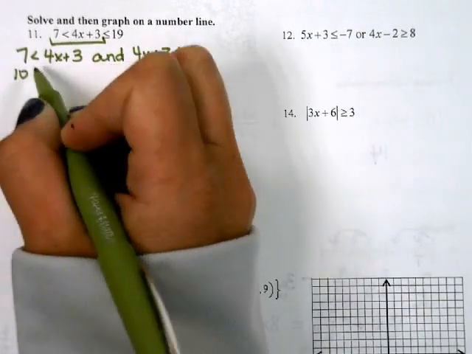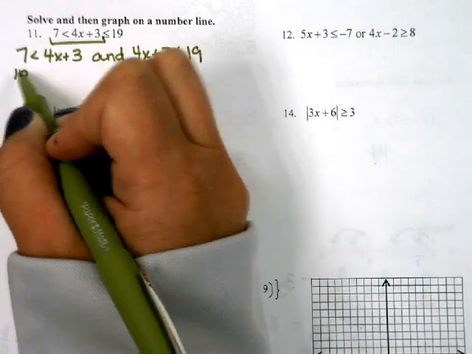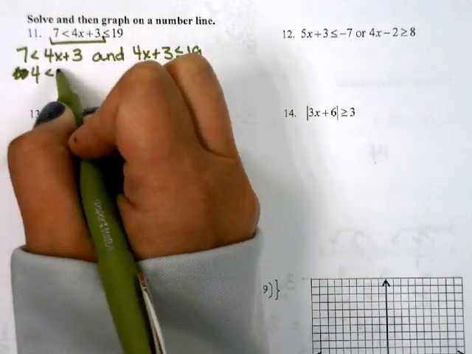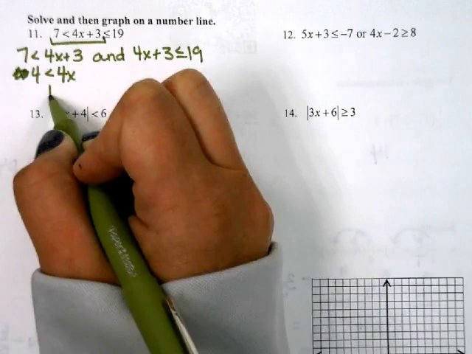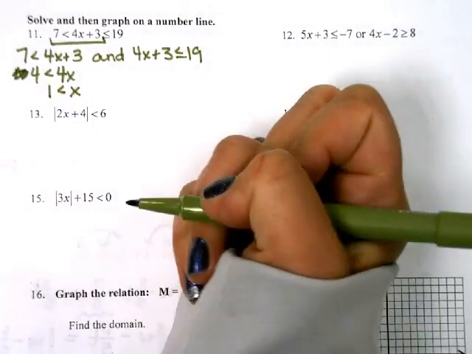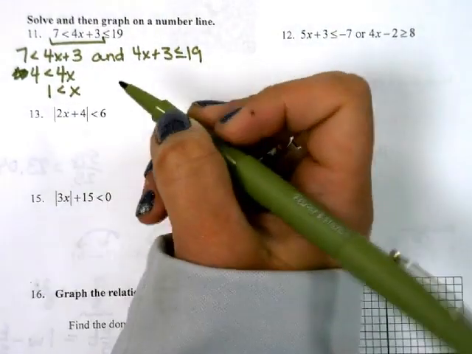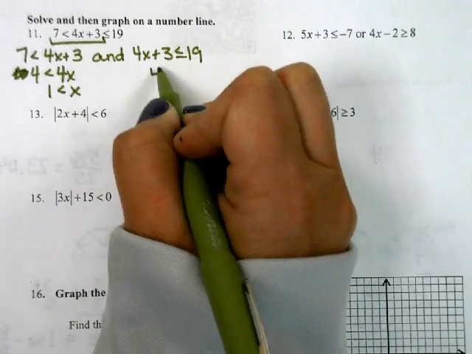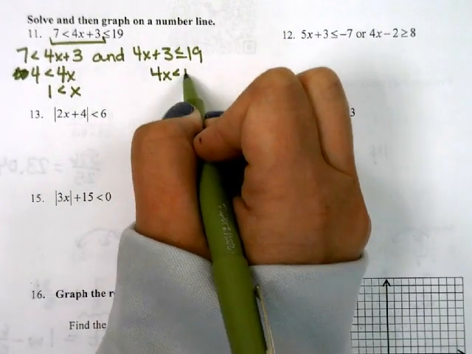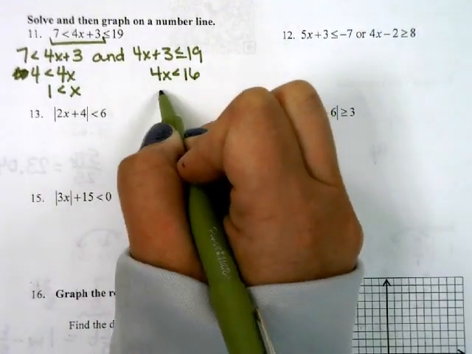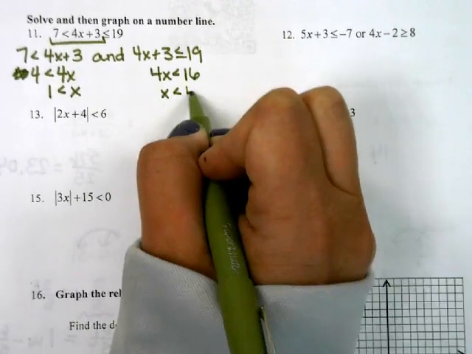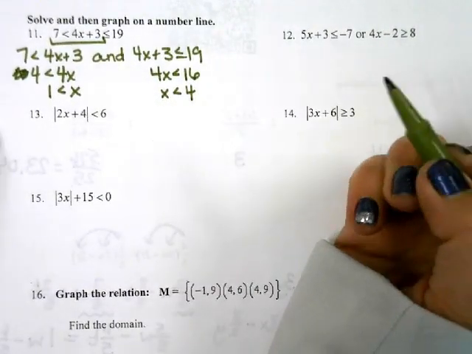Add 3, so that's 10. Subtract 3, so that's 4. Less than 4x, so 1 is less than x, excuse me. 4x is less than 16, subtracting 3, so x is less than 4.